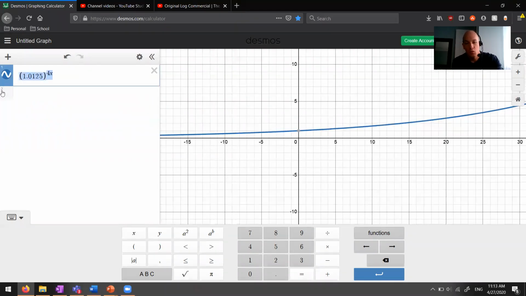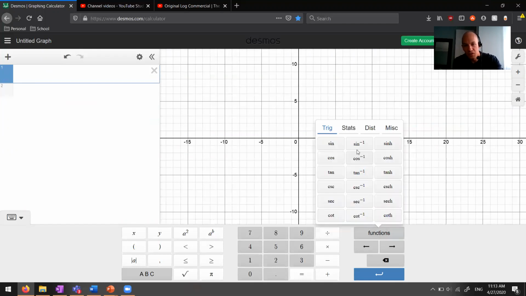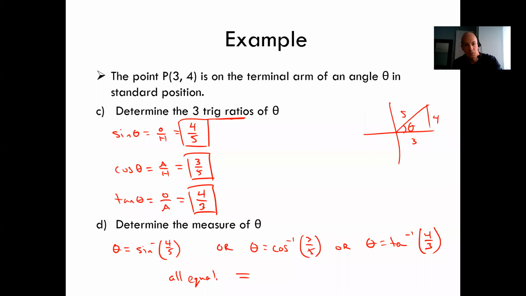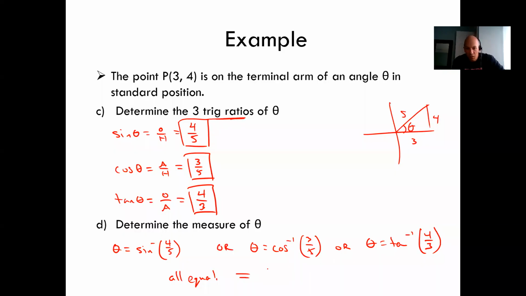So we would go here and we would type in inverse sine. I'm just going to pick that one, and I believe it was 4 over 5. Is that correct? 4 over 5. Yep. So 53.13 degrees. So they'd all equal 53.13 degrees. And if you don't believe me, you can type in the other ones. They should all give you the same value.